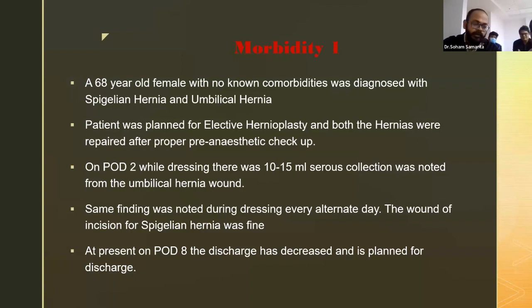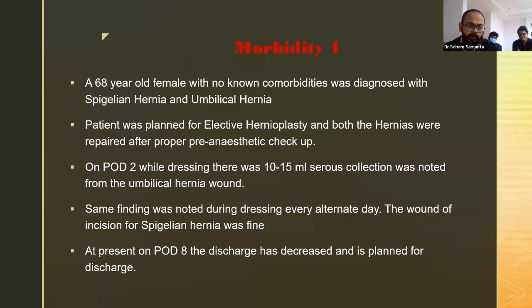What is the patient profile? You said umbilical, and in adults it is not an umbilical hernia, it's always a paraumbilical hernia. So what is the size of the umbilical hernia? What is the size of the spigelian hernia? The size of the umbilical hernia was 2 by 3 centimeter.